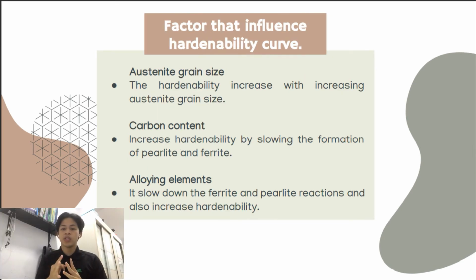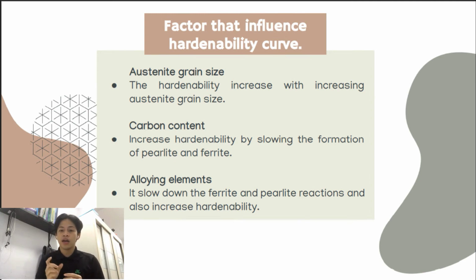Next, the third question for discussion is, what are the factors that influence the hardenability curve? There are three factors, which is first, austenite grain size. The hardenability increases with the increasing austenite grain size. It is because the grain boundary area, which acts as a nucleating site, is decreasing.